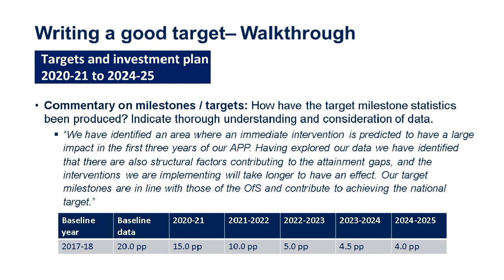So you'll see again in the table below, from 2022 to 2024, you see a smaller reduction in the gap year on year, because you may have intervened in some way, for example, with outreach programs to raise prior attainment or this sort of thing. Also our target milestones are in line with those of the OFS and contribute to achieving the national targets. So again, this is the kind of thought process you may want to consider while setting these targets for yourself.